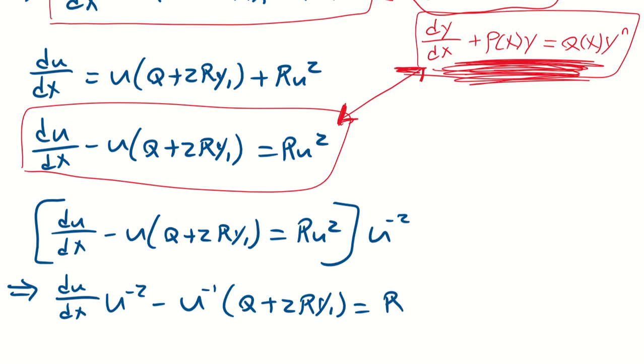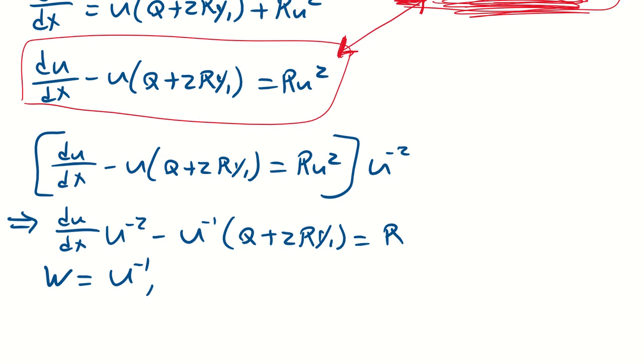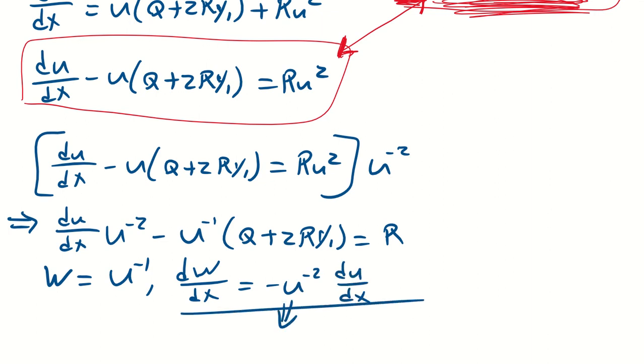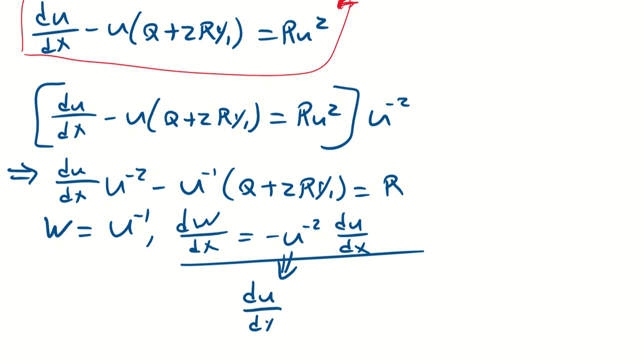Great. And we'll stipulate that w is equal to u to the minus 1 power. We'll take its derivative: dw/dx is equal to minus u to the minus 2 power du/dx. And from this, it follows that du/dx is equal to minus u squared dw/dx. Now we can do our appropriate substitutions. u to the minus 1 is that w.